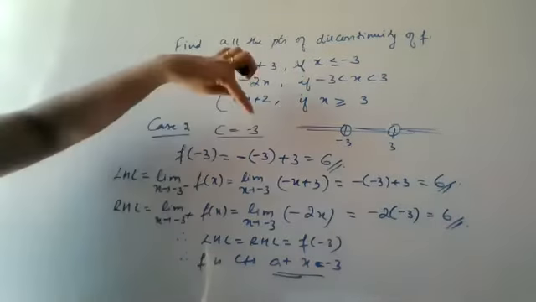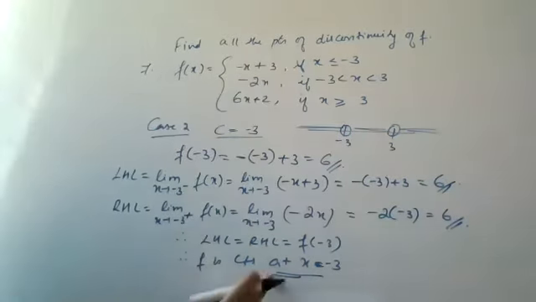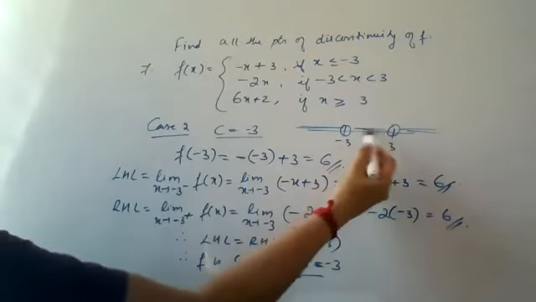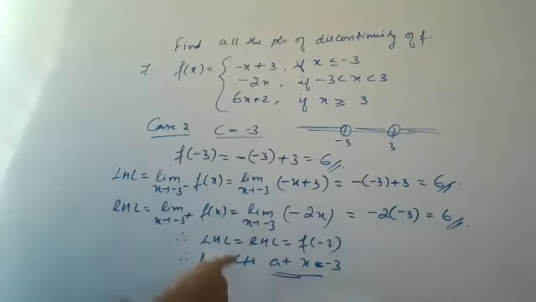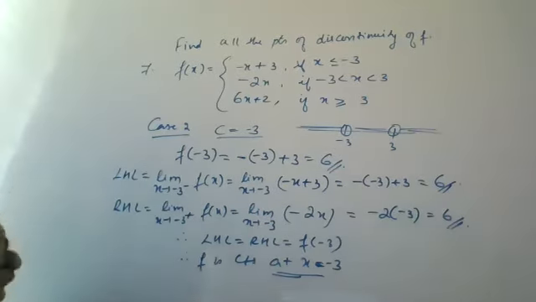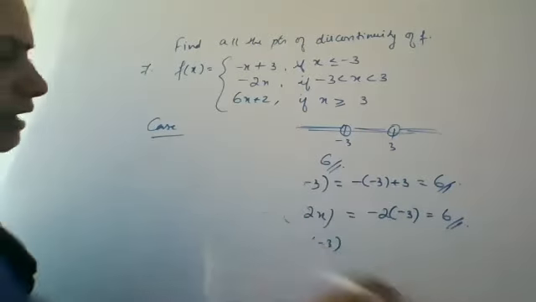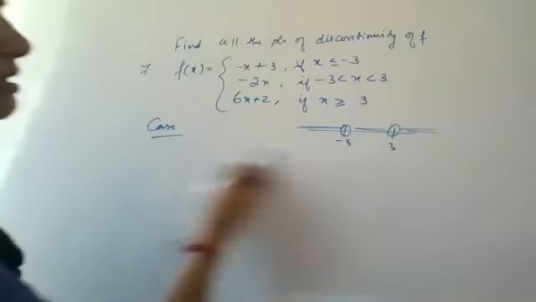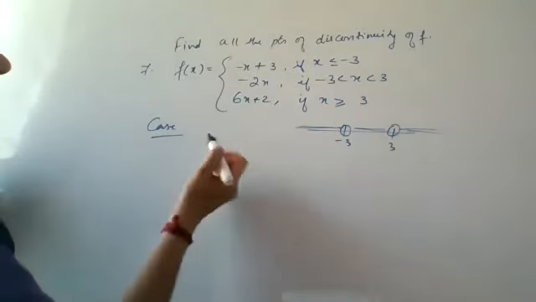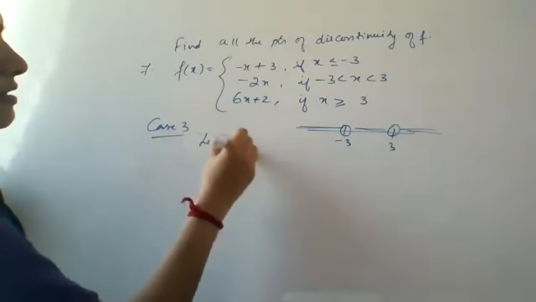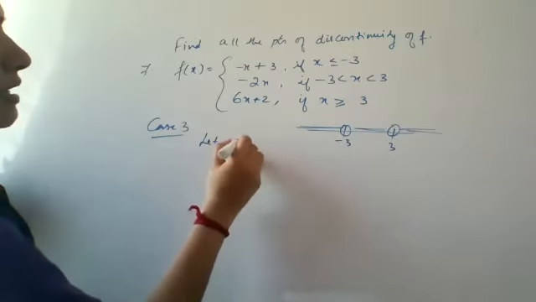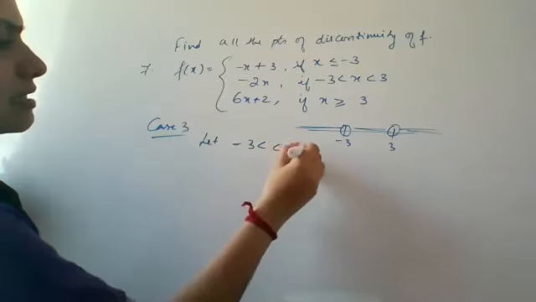So at x equal to minus 3 it is continuous. Now you have to see what will happen in between these two. You got this point? How to do? Is this clear? Second case done. Okay. Third one is you have to take C in between minus 3 and 3. Case 3 is that C is such that minus 3 less than C less than 3. Okay.